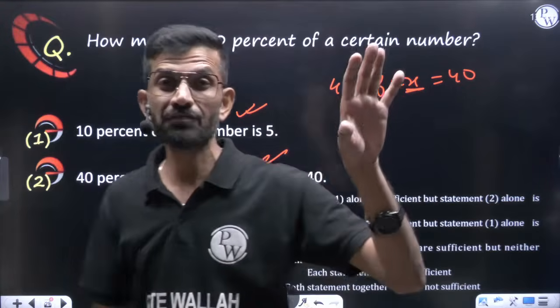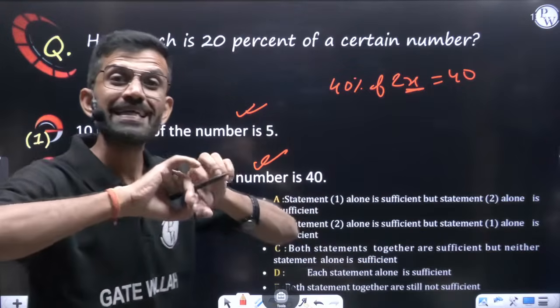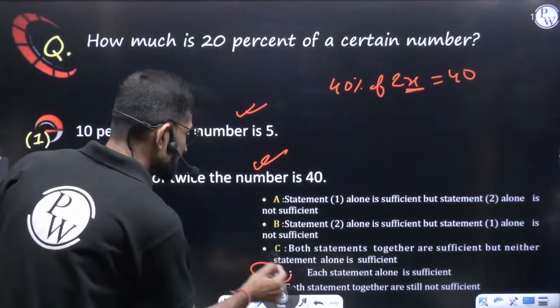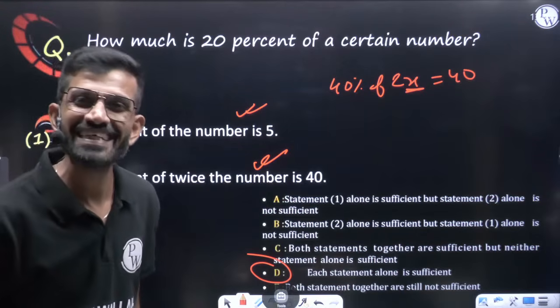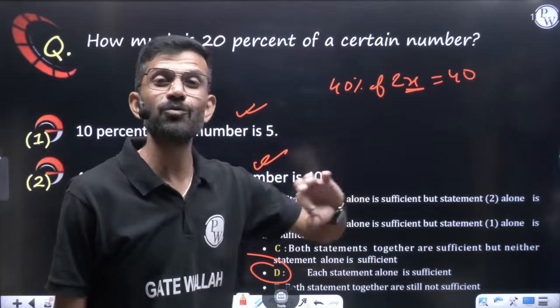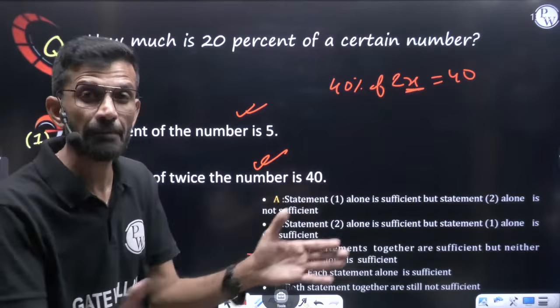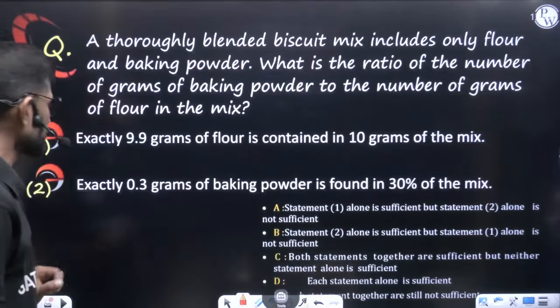1 alone is also sufficient. 2 alone is also sufficient. Independently, they are sufficient. That is the reason we have to go for option D. Each statement alone is sufficient. Independently, they are sufficient. Not combining, independently. Moving to the next one.